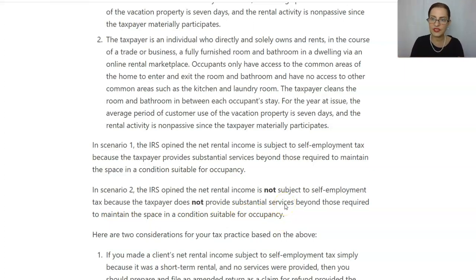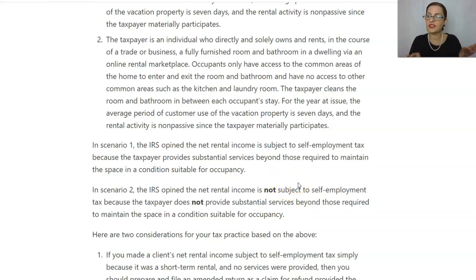So the IRS is giving you 2 examples. Both of them are like online rentals like Airbnb or FlipKey. One of them, they're providing substantial services, daily maid service, fresh towels every day, breakfast, that sort of thing. And in the other one, the landlord is not providing those services. So they're only cleaning the unit in between occupants, and that's it. Okay? All right, so those are your two considerations. And this is a situation where you're going to have to decide how it's going to be reported based on the interview that you have with your client.